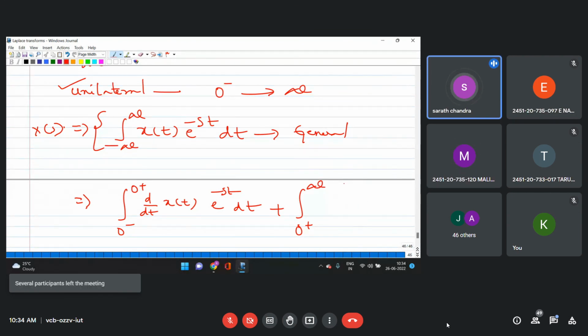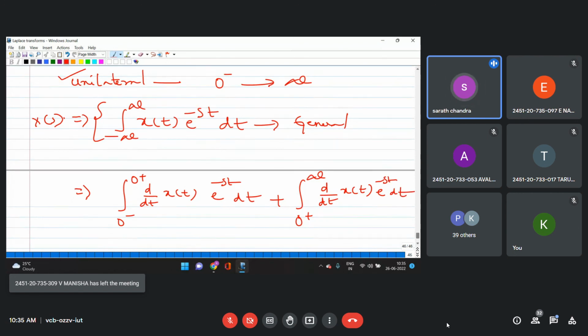0 plus to infinity. So I have here d by dt of x of t. I'm just splitting this because we have to go from minus infinity to 0 minus to infinity. We don't have to go with 0 to infinity. This is practical, exactly how the derivation will be. But generally we go with 0 to infinity. But to get the correct integration value, this is how we have to go. So e power minus st dt.